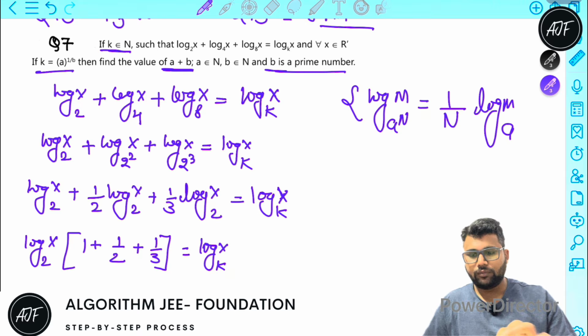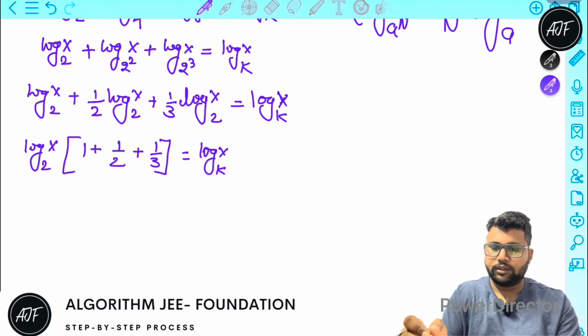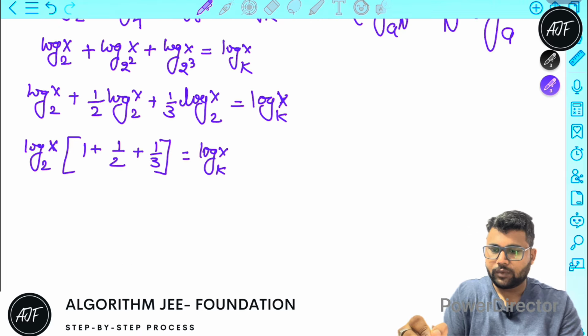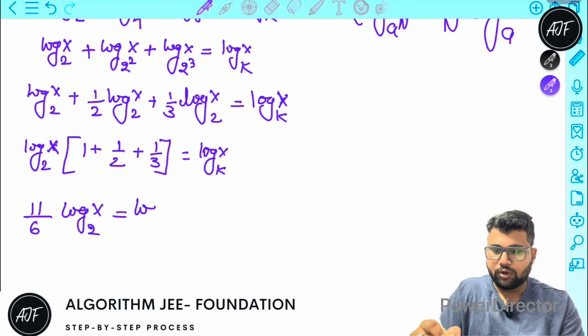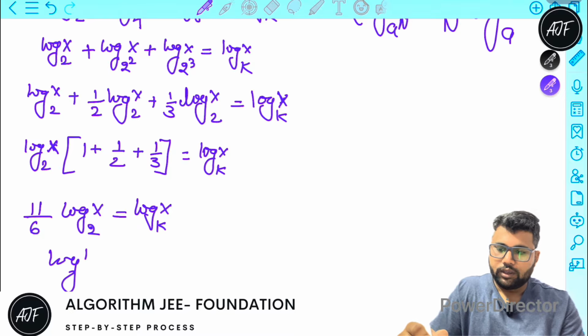Correct. Now if you add, then 1 plus 1 by 2 plus 1 by 3 is 11 by 6, and log x to the base 2 is equal to log x to the base k. If you shift it to the power, then log x power 11 by 6 base 2 is equal to log x base k.